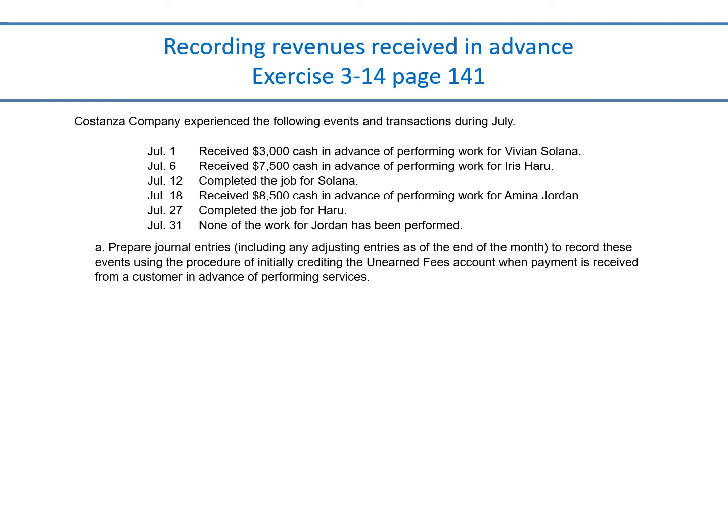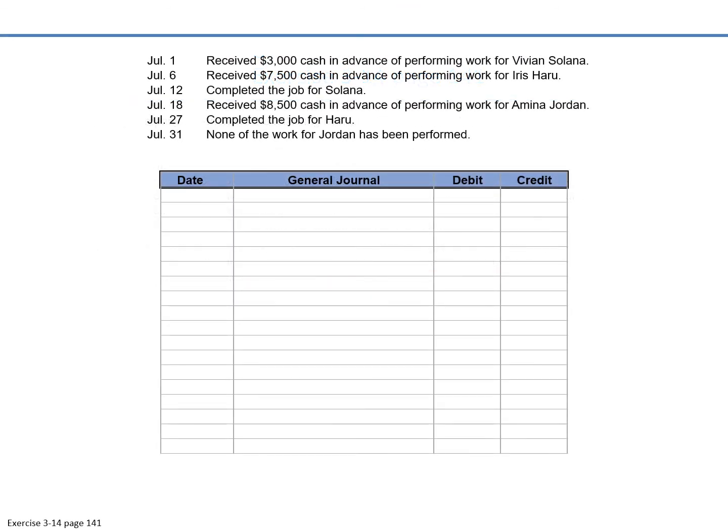All right. So using the procedure of initially crediting the unearned fees account when the payment's received from the customer in advance of performing the services. Easy peasy. We know how to do this, right? All right, let's go. So July 1st, revenue of $3,000 cash was received in advance of performing the work for Vivian Solana. So what's our entry?